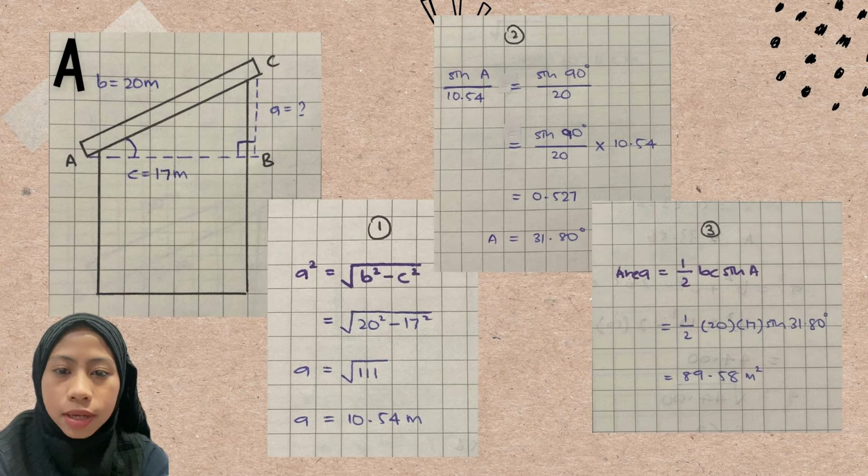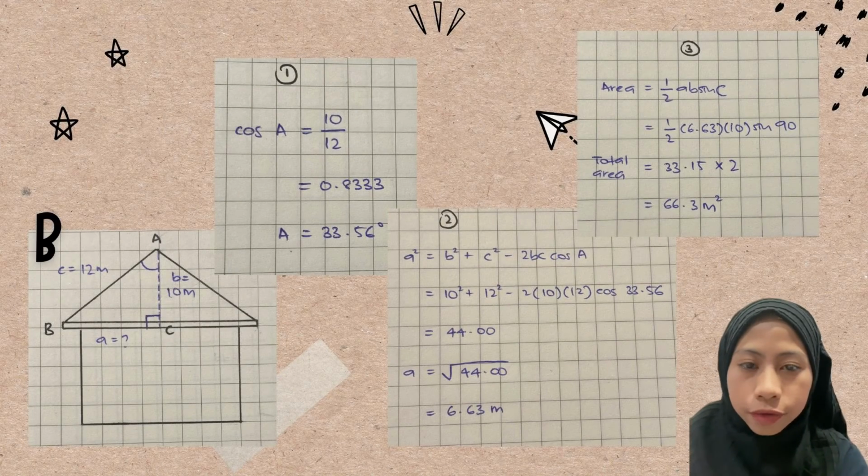Lastly, calculate the area by using the area formula, which is 1 over 2 BC sin A. Insert B as 20, C as 17 and A as 31.80. Calculate all of that and the area for roof A is 89.58 meters squared.